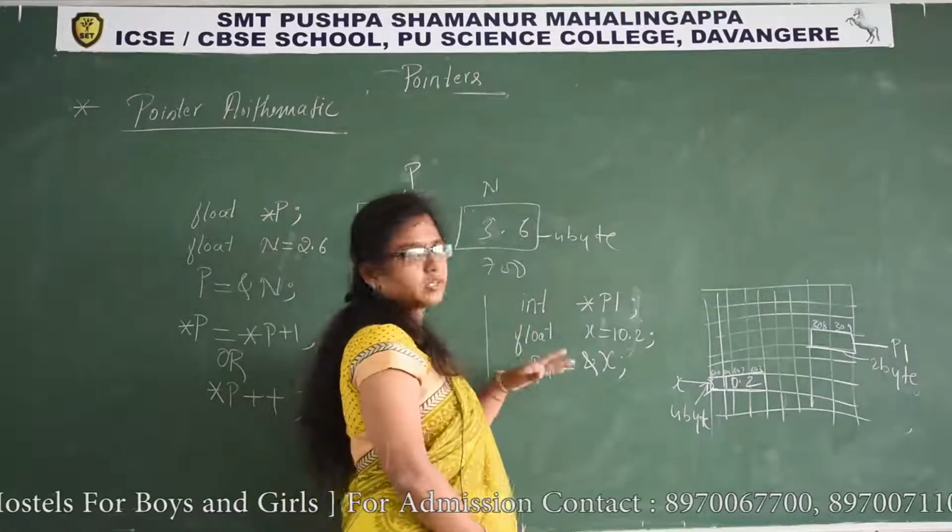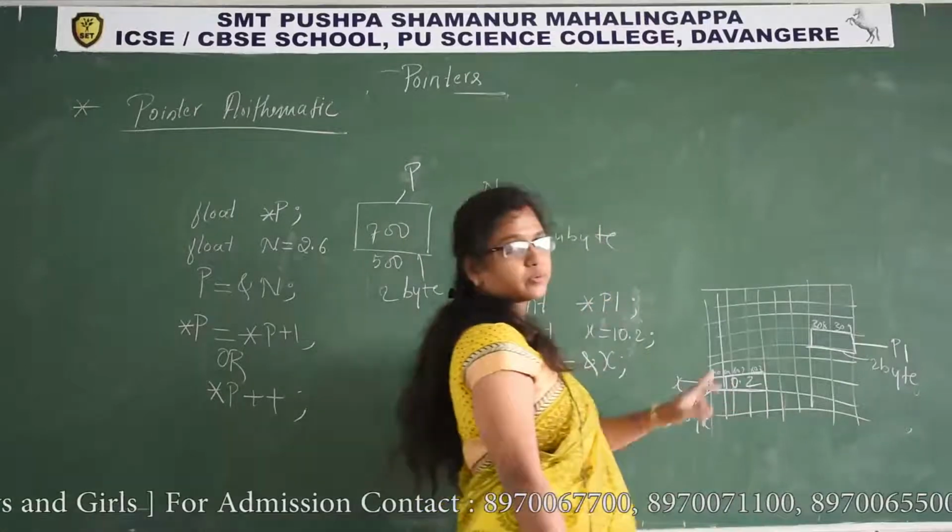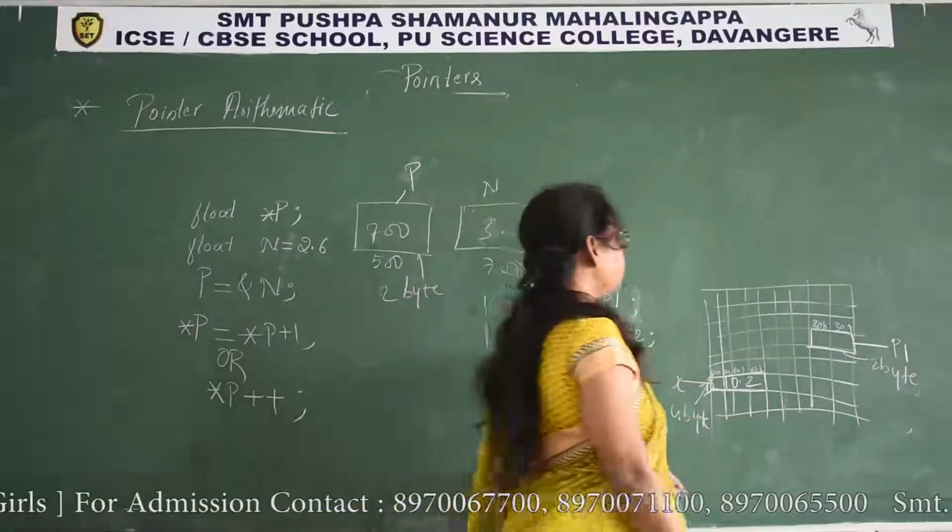Up to here there is no problem. Now, what is the address of X? 600. First address we have to consider. 600 will be stored in P1.